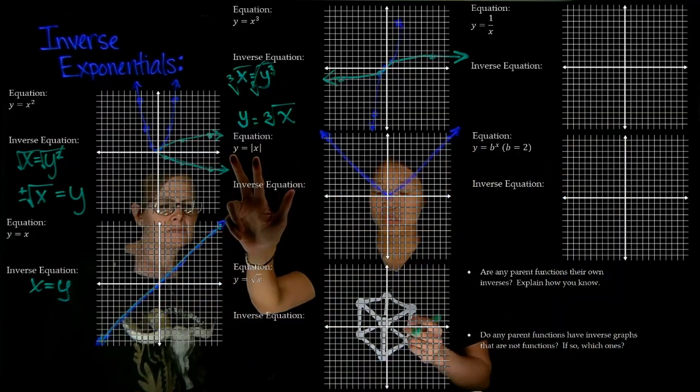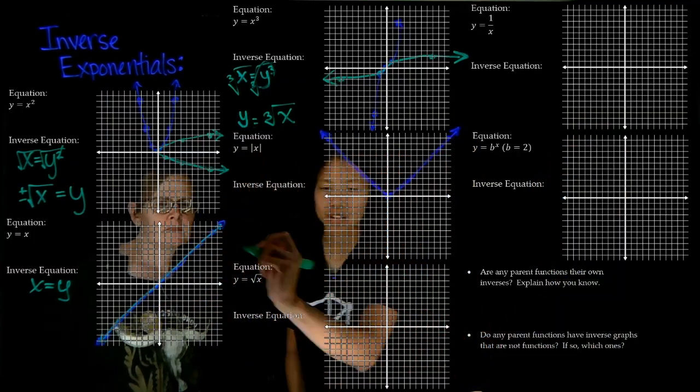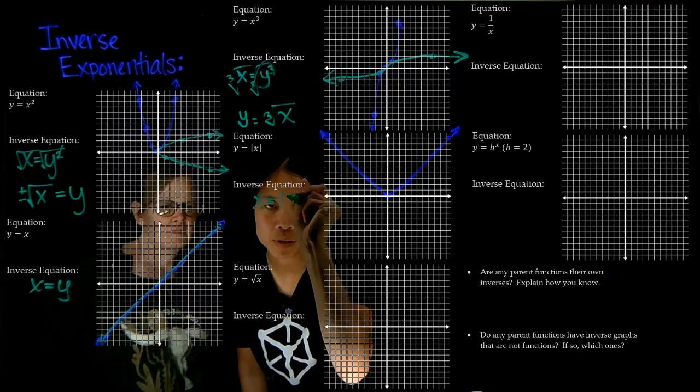All right, doing our inverse here, we can just switch our x and our y. So now we have x equals the absolute value of y.